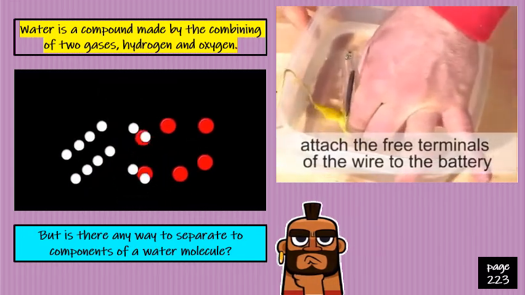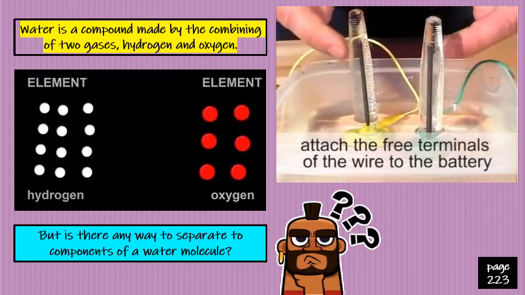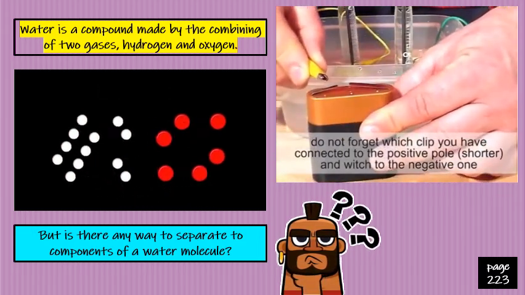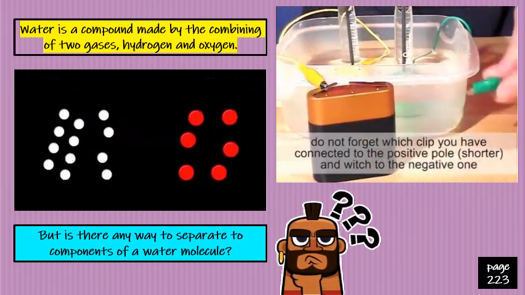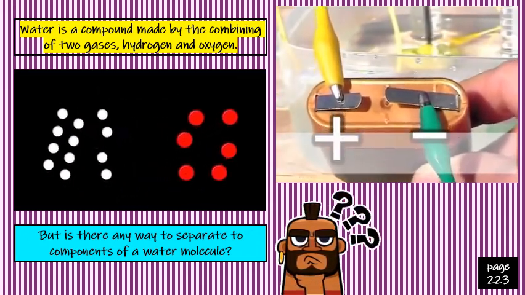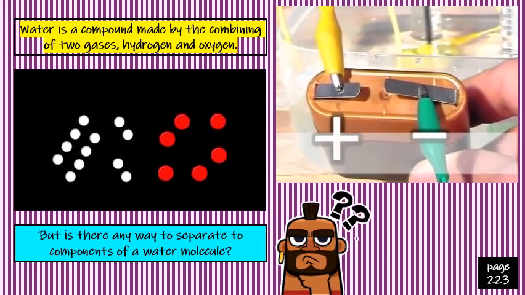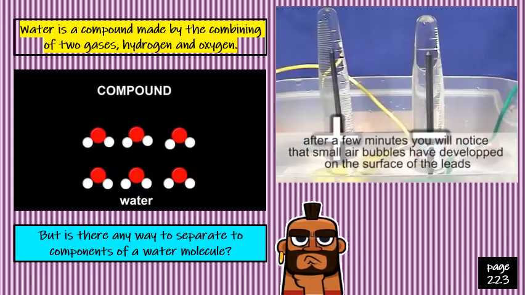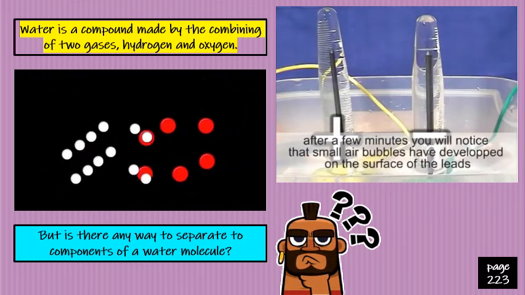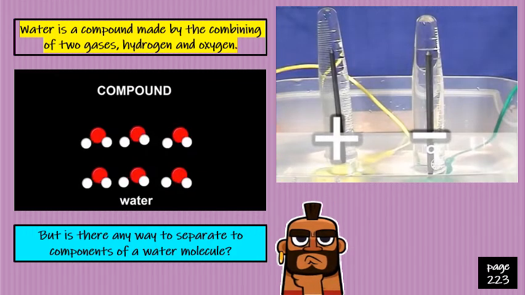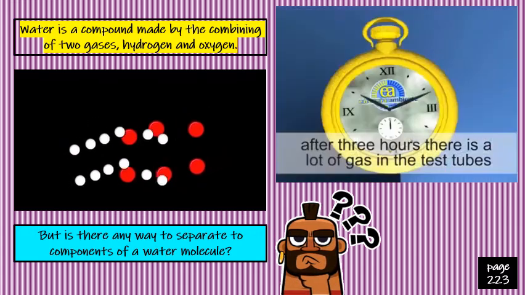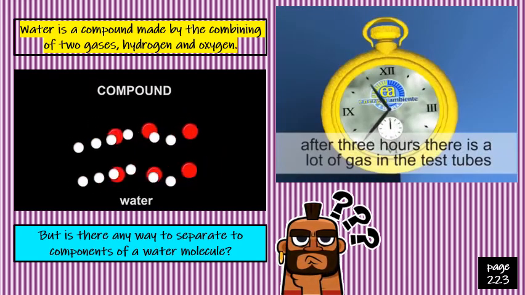Attach the free terminals of the wire to the battery. Do not forget which clip you have connected to the positive pole, that is shorter, and which to the negative one. After a few minutes, you will notice that small air bubbles have developed on the surface of the leads. After 3 hours, there is a lot of gas in the test tubes.